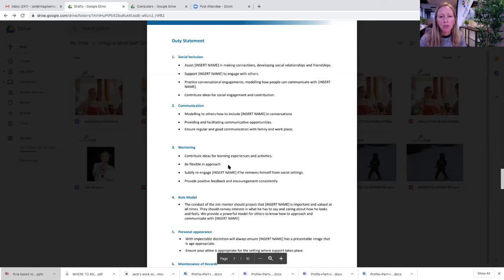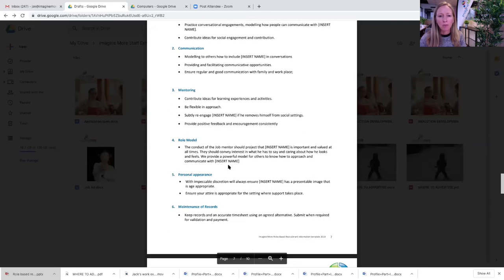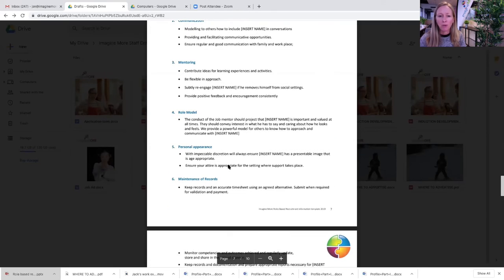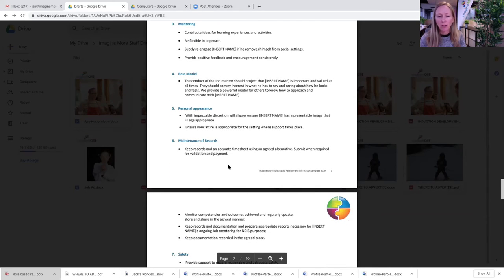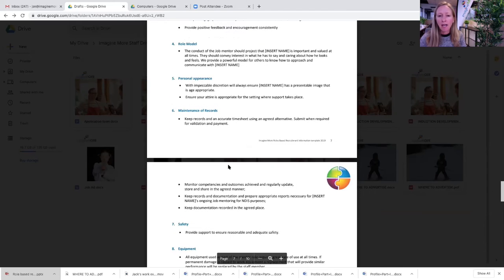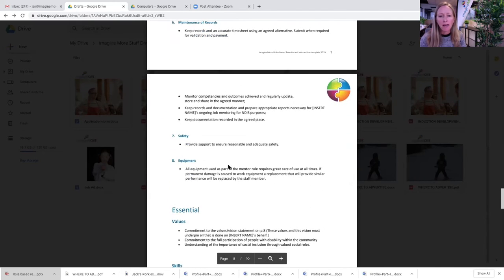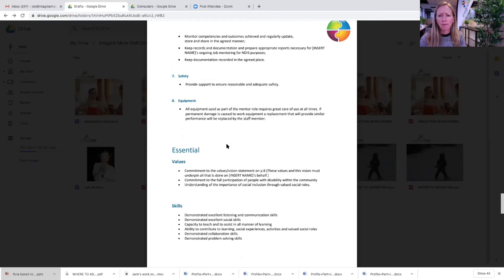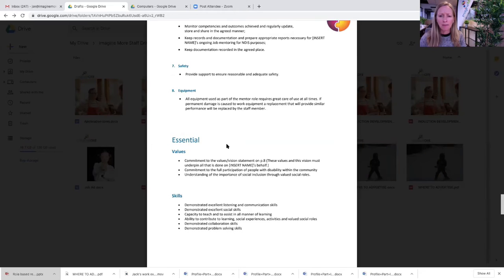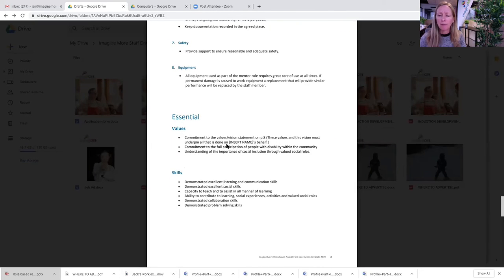So communication, what's really important for the person with communication, but also communication with you as the employer or the person engaging them. How the mentoring will work, how they're a very important role model, therefore their personal appearance is very important because that will reflect on the person with disability. How people will maintain records, safety, if there's certain things that people need to be aware of, you can pop that in here. And if, for example, people are using some equipment that belongs to the family, for them to be really careful with that.